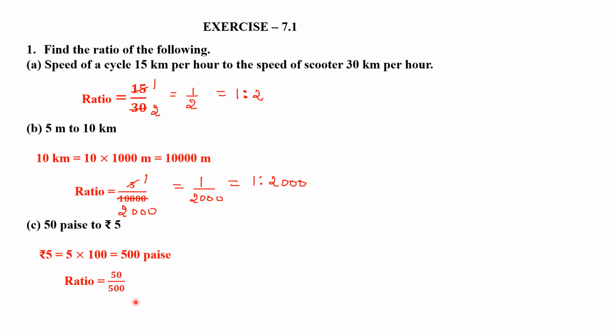So now the ratio will be 50 by 500. Now I'm going to reduce it. So 50 times 1, 50 times 10. So it will give me 1 by 10, which can be further written as 1:10. So this is the ratio.